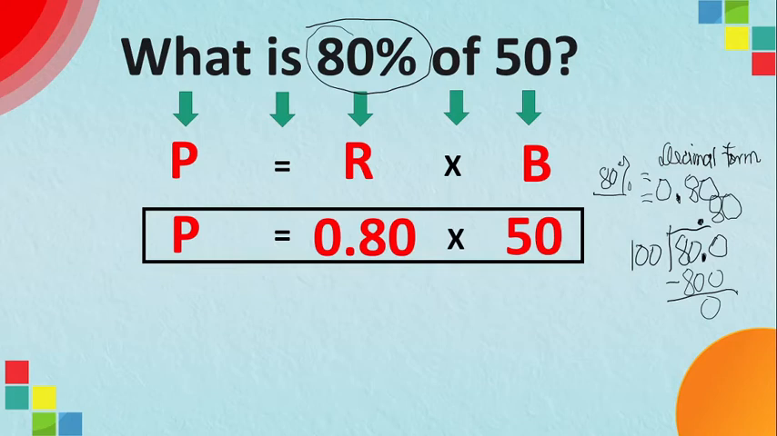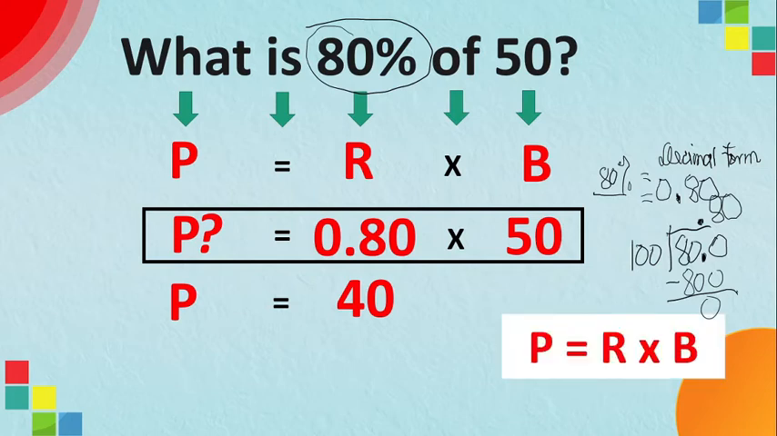To solve, as you can see here, P is the missing element or information in the given word problem, so we will be looking for the value of P. We will just write P equals rate times base. So 80 hundredths times 50, the product will be 40. Here, we can easily derive a formula: if percentage is missing, the formula to get the percentage is percentage is equal to rate times base.